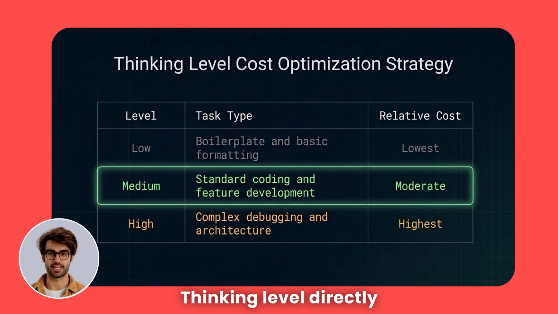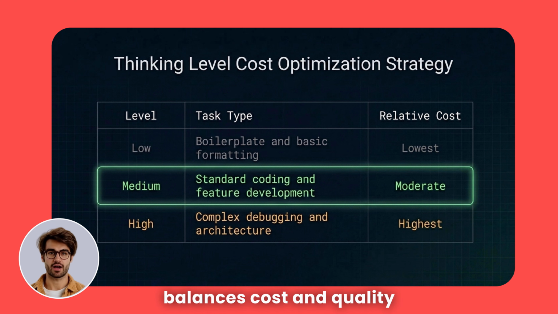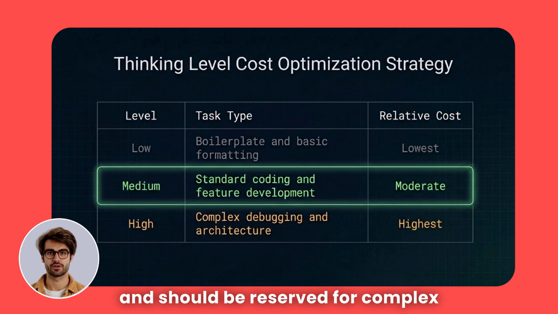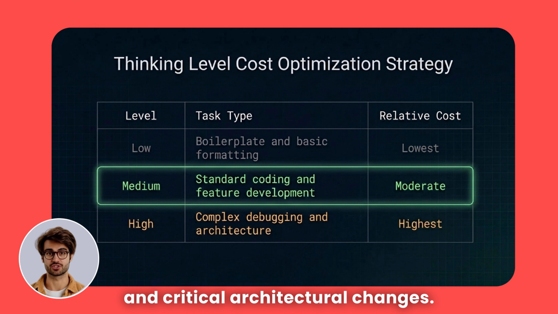Thinking level directly impacts spend. Low depth is cheapest and suited to boilerplate. Medium depth, our recommended default, balances cost and quality for standard feature work. High depth is the most expensive and should be reserved for complex debugging, design reviews, and critical architectural changes.